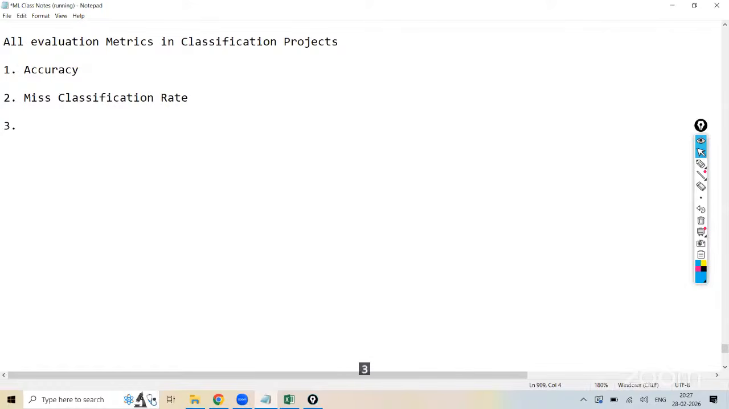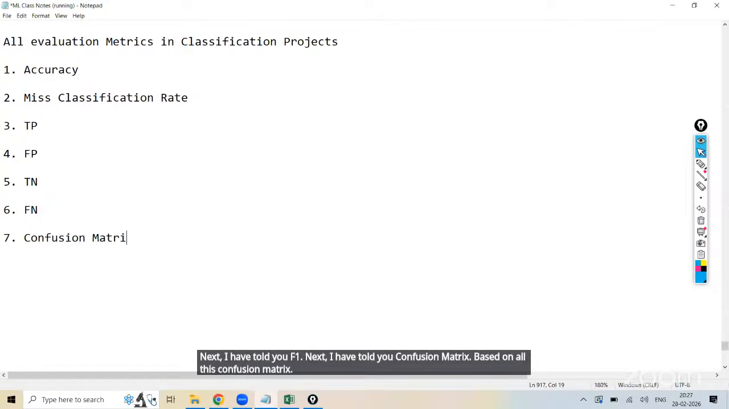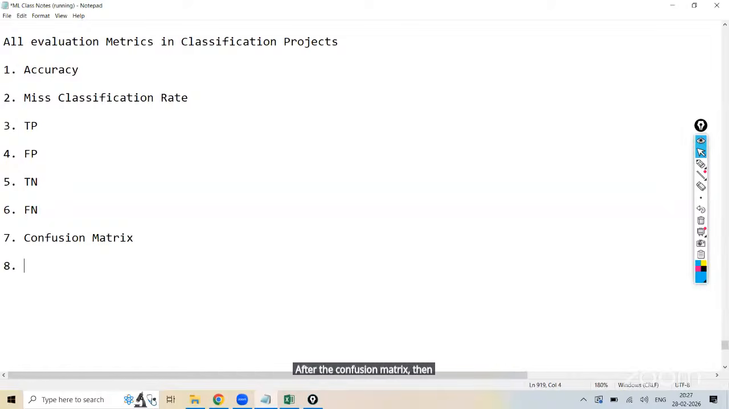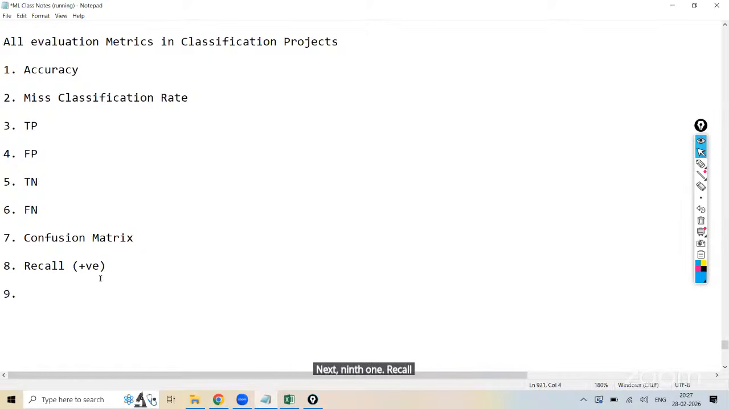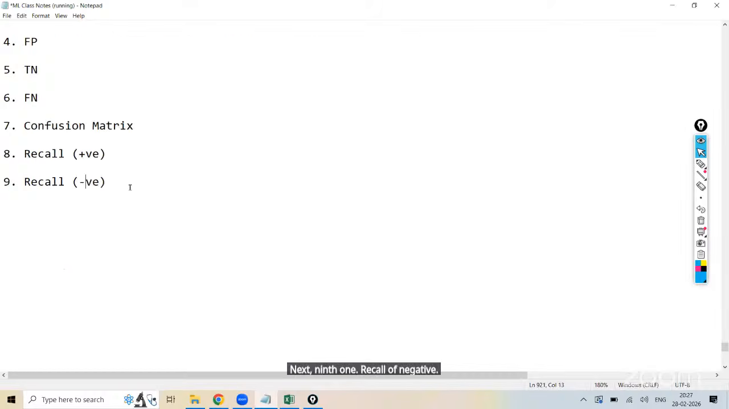Third one is TP. I have told you what that is. Next, FP. Next, TN. Next, FN. Next, the confusion matrix. After the confusion matrix, I told you the 8th one, recall of positive. Next, the 9th one, recall of negative. The 10th one, precision of positive.